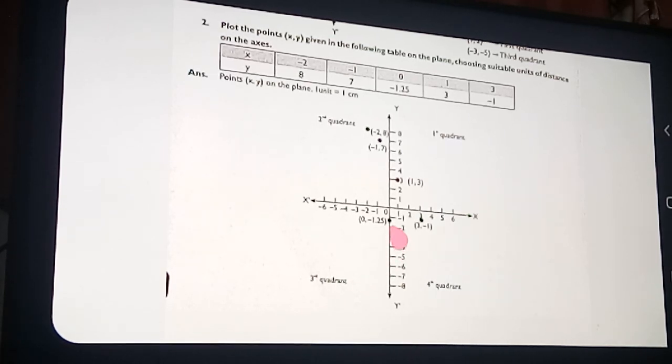So after 1, there are 5 divisions, no? Based on the divisions we will mark here. So for 0, -1.25, 4 divisions come inside. After 1, mark the next first division as 1.25. So 0, -1.25. The x coordinate is 0. So where will it lie? It will lie on the y-axis.